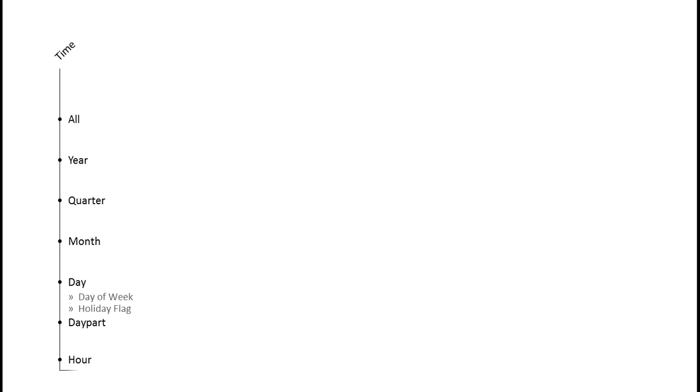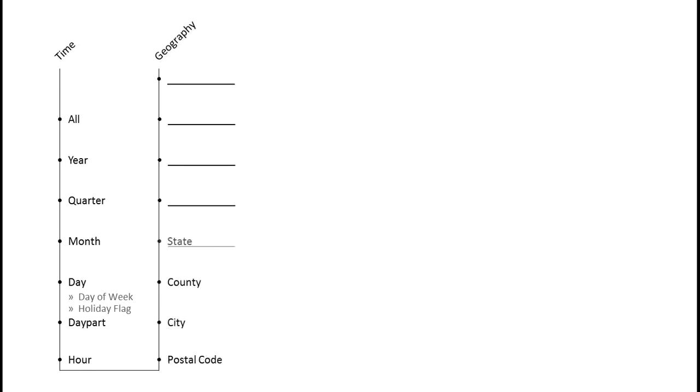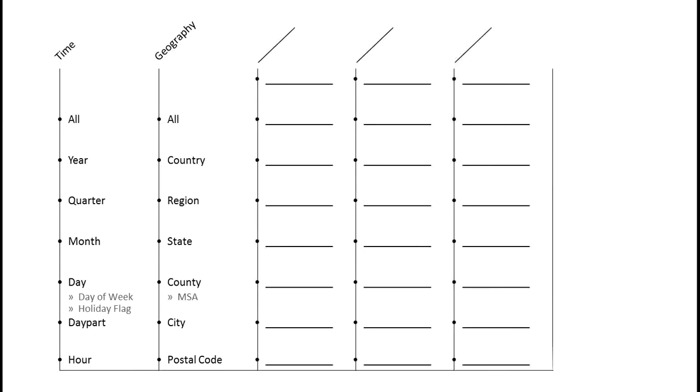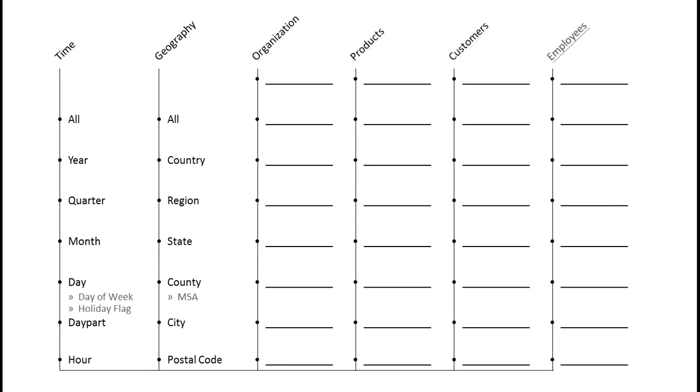Then we go on to our next hierarchy, such as geography. In this case, we start our geography hierarchy at postal code and go up from there, including an attribute on county for metropolitan statistical area. And your business may have any number of hierarchies, such as organization, products, customers, employees, and many more.